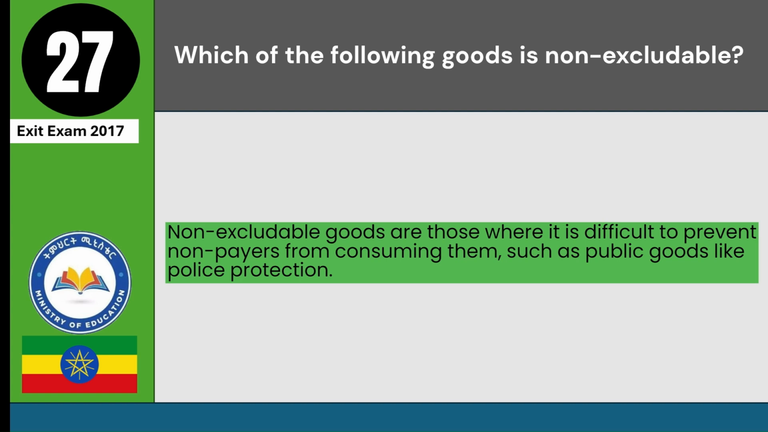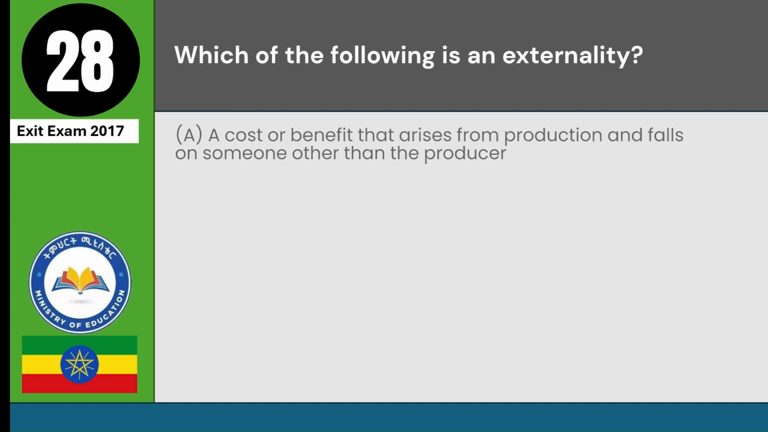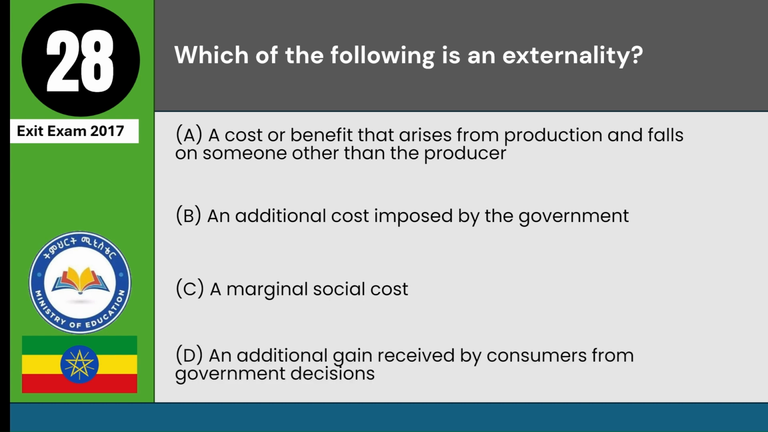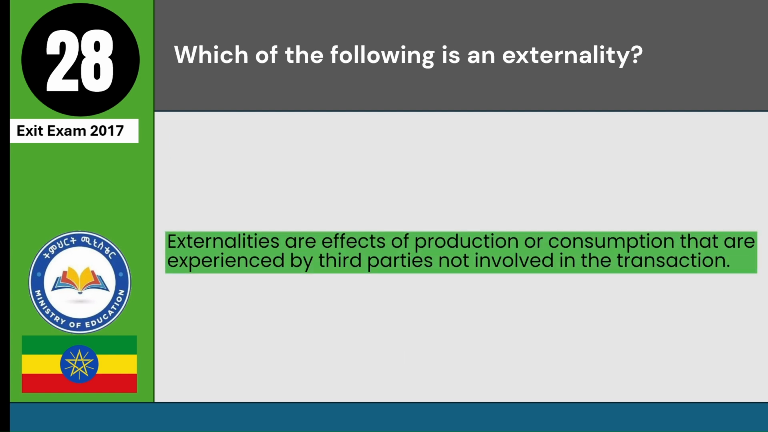Which of the following is an externality? A. A cost or benefit that arises from production and falls on someone other than the producer. B. An additional cost imposed by the government. C. A marginal social cost. D. An additional gain received by consumers from government decisions. Answer A. Externalities are effects of production or consumption that are experienced by third parties not involved in the transaction.